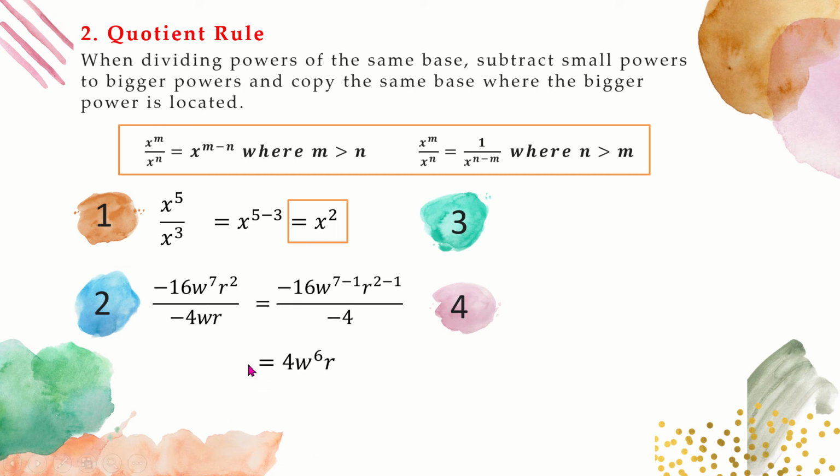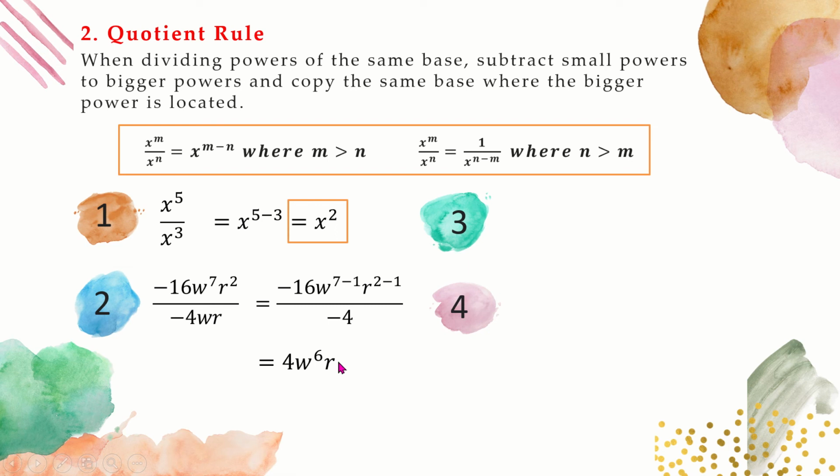Next, we make it a positive 4. Okay, we divide negative 16 divided by negative 4. Negative divided by negative is positive. 16 divided by 4 is positive 4. For w, the exponent would become 7 minus 1, which is 6. Then for r, 2 minus 1 should be 1.